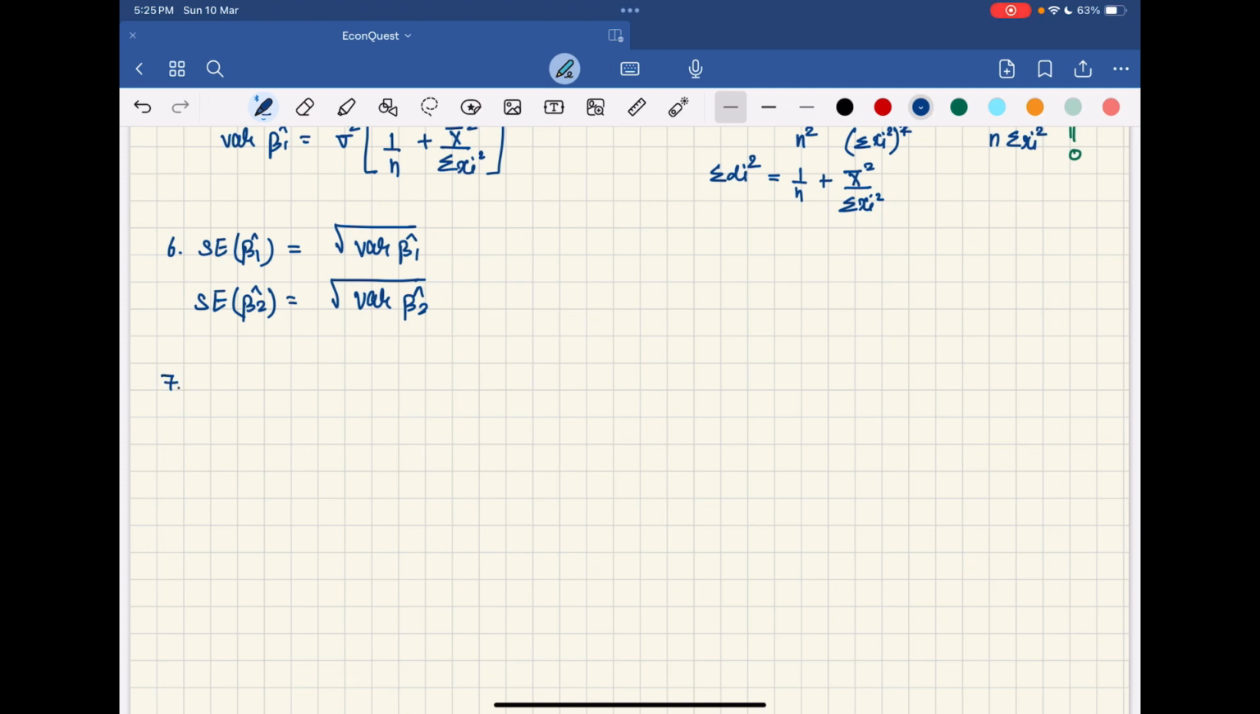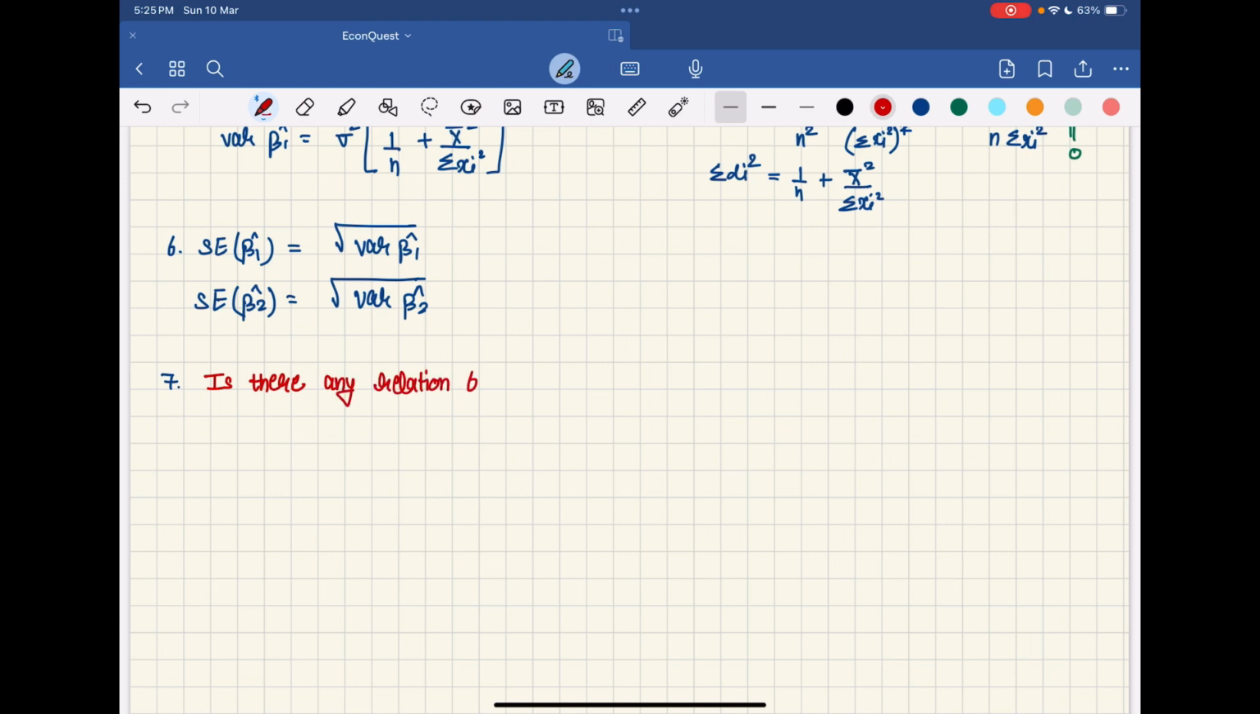Now one more thing, as you have seen, beta 1 hat and beta 2 hat differ from sample to sample, right? So is there any relation between beta 1 hat and beta 2 hat? We need to check whether a relation exists between beta 1 hat and beta 2 hat. In other words, what we are trying to see is the covariance of beta 1 hat and beta 2 hat. We are establishing covariance between beta 1 hat and beta 2 hat.